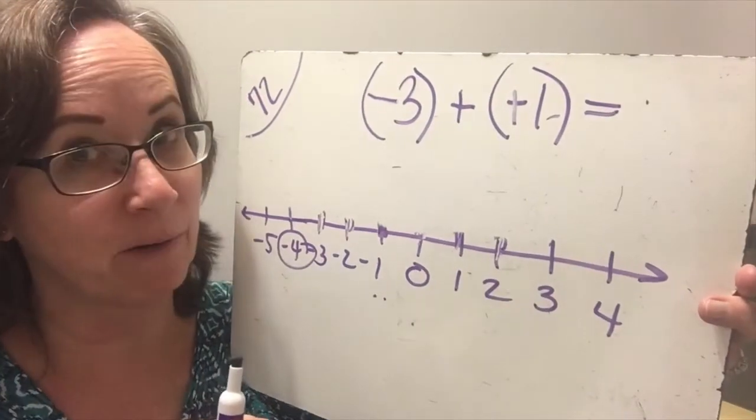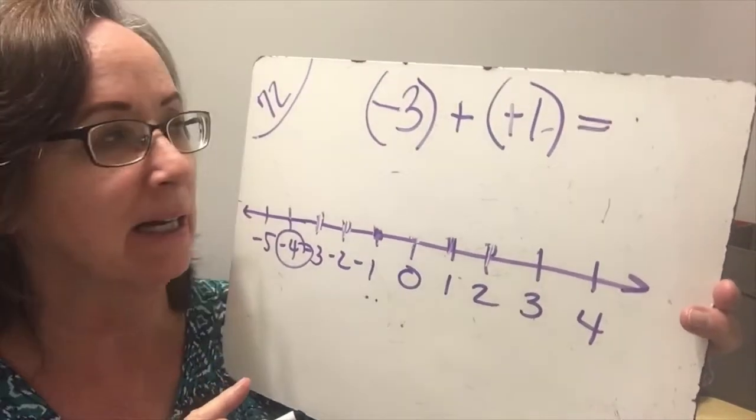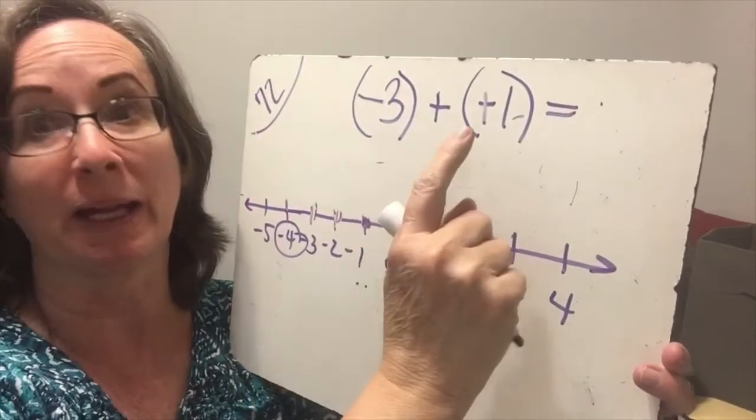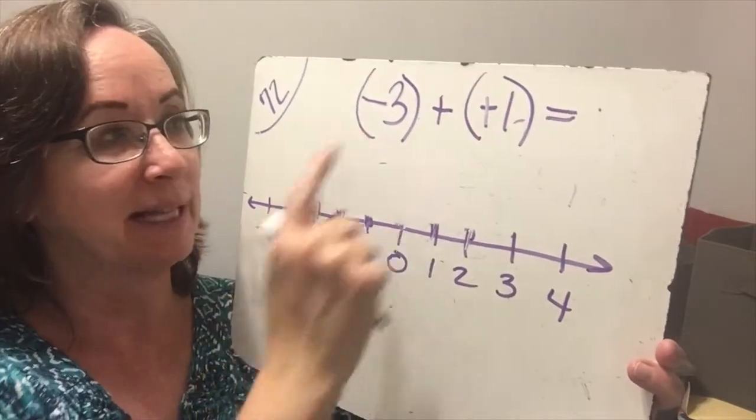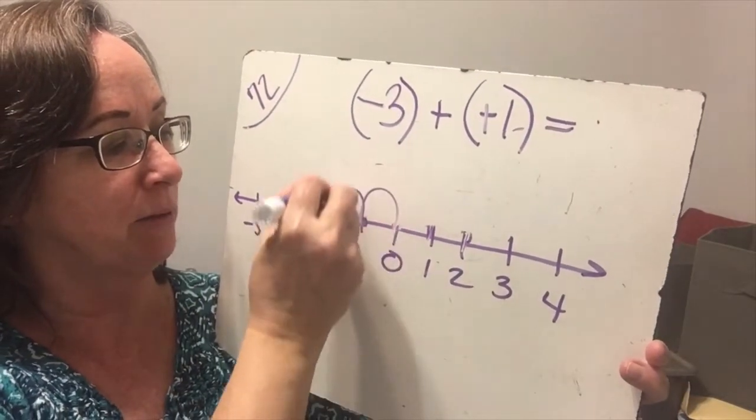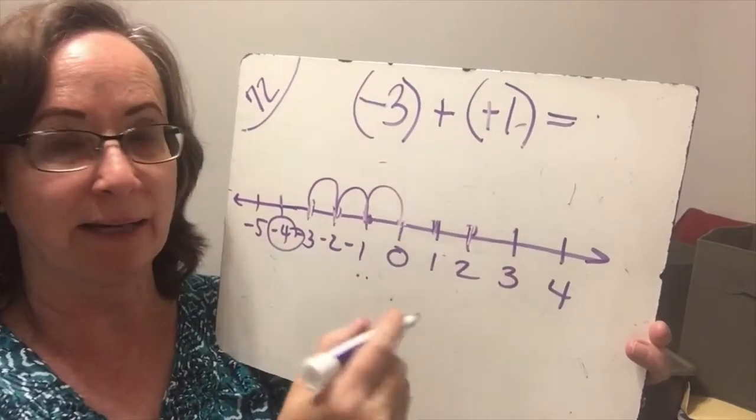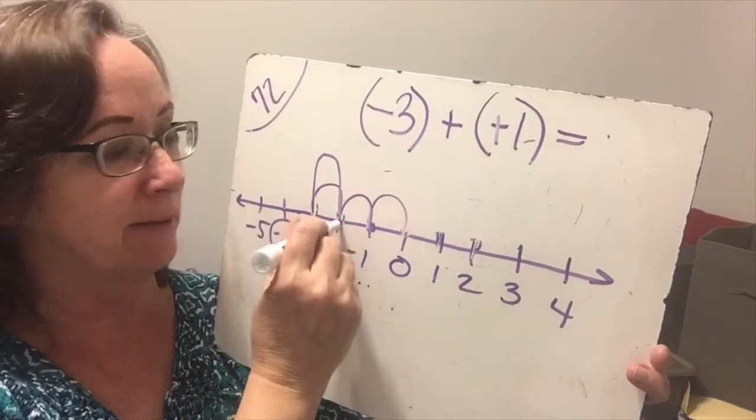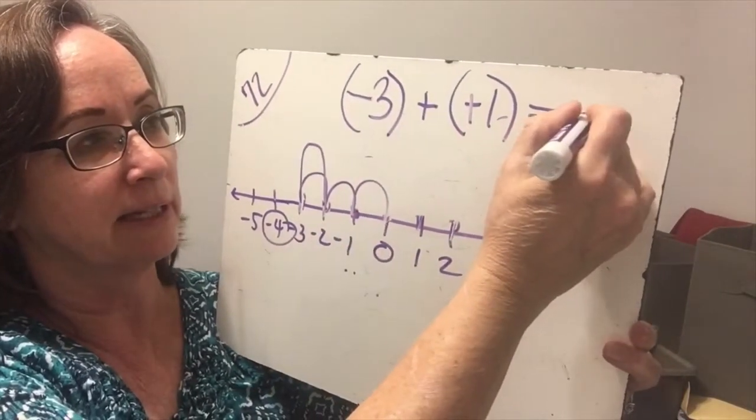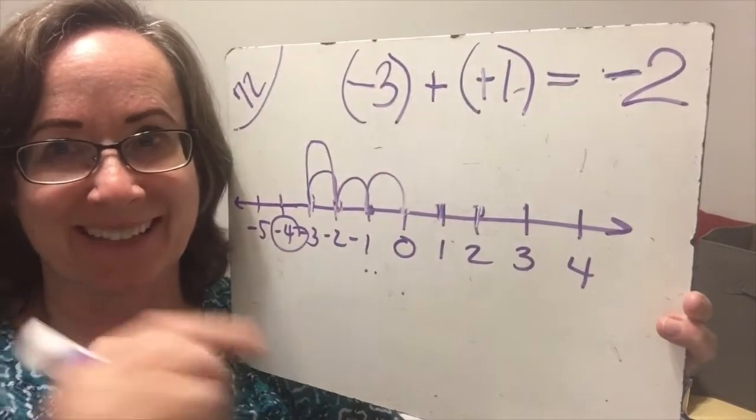Well, there was nothing wrong with the problem that I just did, but it wasn't the one that was in your book. So now I'm going to do the one that was in the book. So -3 plus a +1. So here we start at 0 again. 1, 2, 3 in the negative direction. And then I'm going to turn around and go 1 in the positive direction, and I wind up at -2. So the answer is -2. That was the one that was in your book.